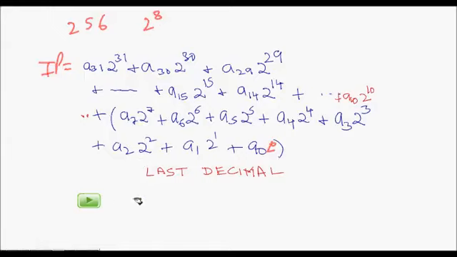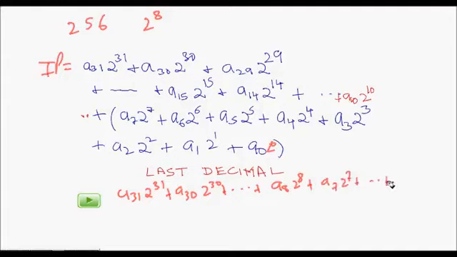So your IP address will be A31 2 to the power of 31 plus A30 2 to the power of 30, and it will go up to, let's say, A8 2 to the power of 8 plus A7 2 to the power of 7, down to plus A1 2 to the power of 1 plus A0. Okay, so this is there.